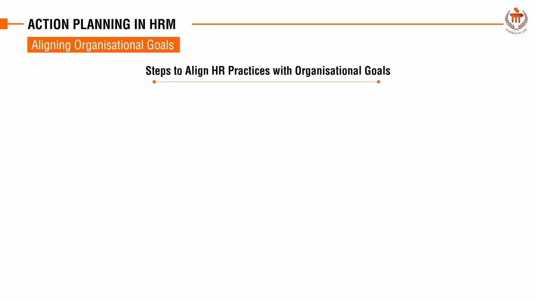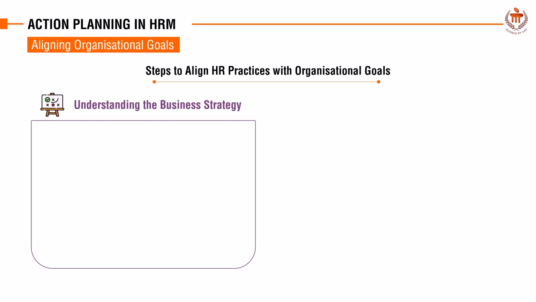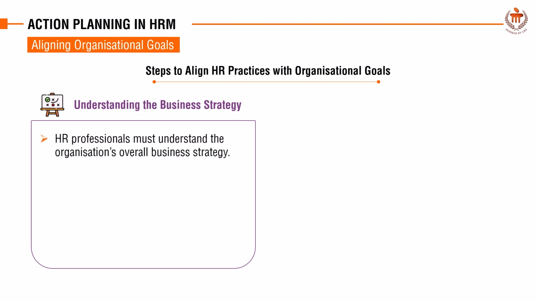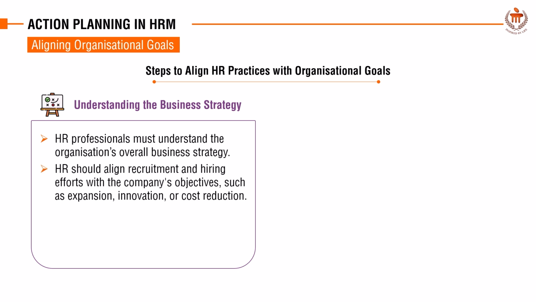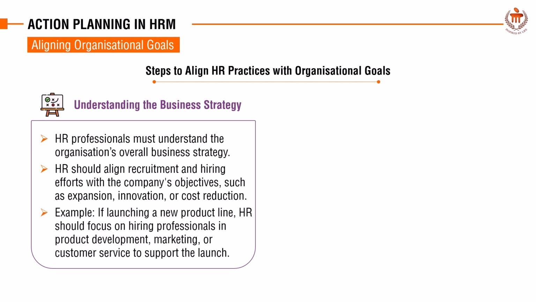Steps to align HR practices with organizational goals. Understanding the business strategy. HR professionals need to have a thorough understanding of the organization's overall business strategy. Whether the company is focusing on expansion, innovation, or cost reduction, HR should align its recruitment and hiring efforts to support these objectives. Example: if a company is planning to launch a new product line, HR might prioritize hiring individuals with experience in product development, marketing, and customer service to ensure the success of the launch.